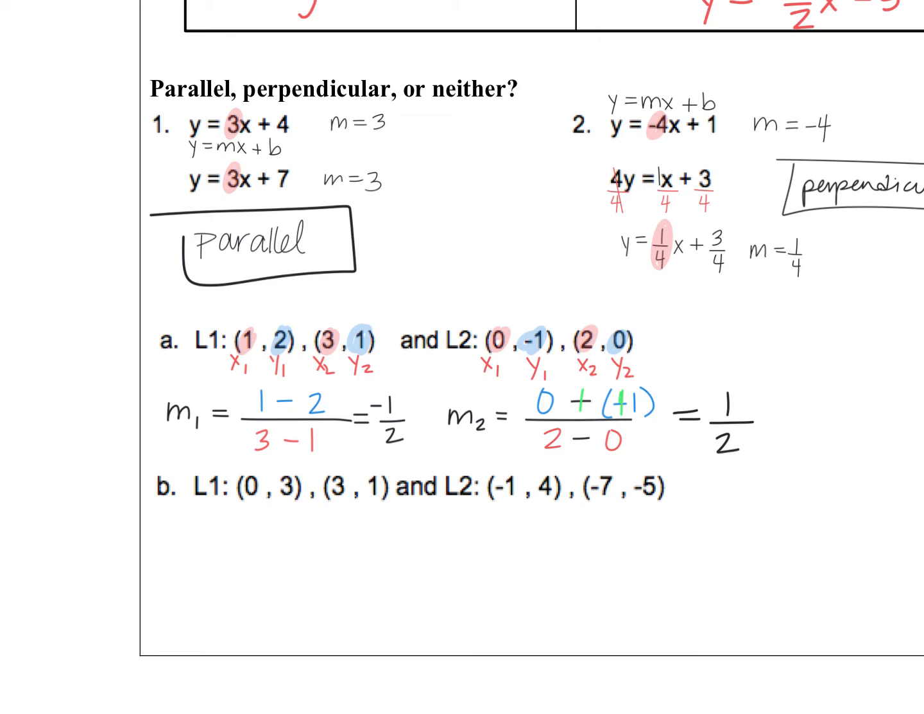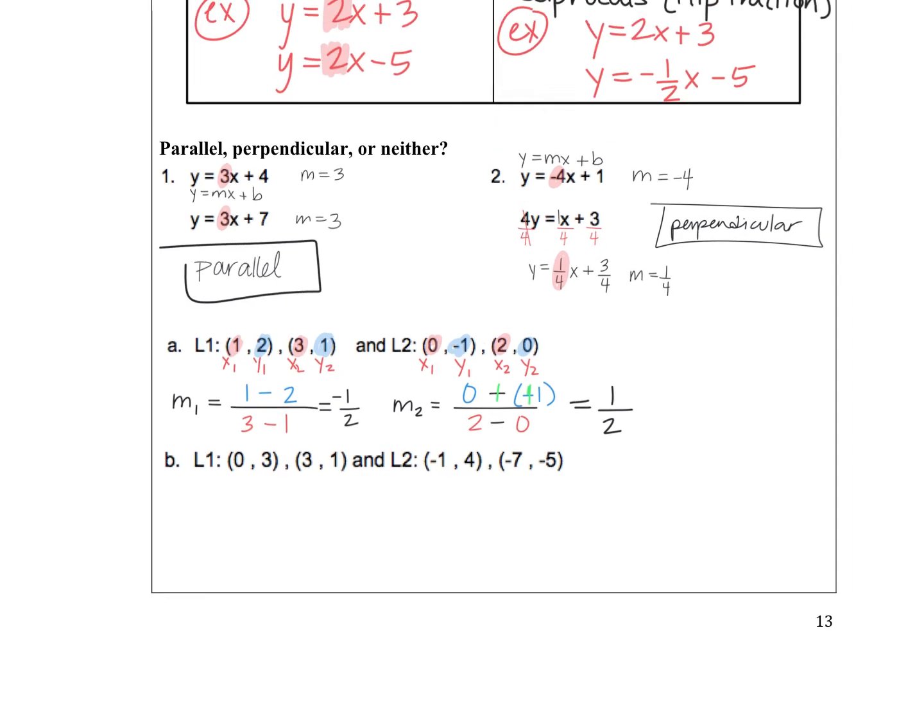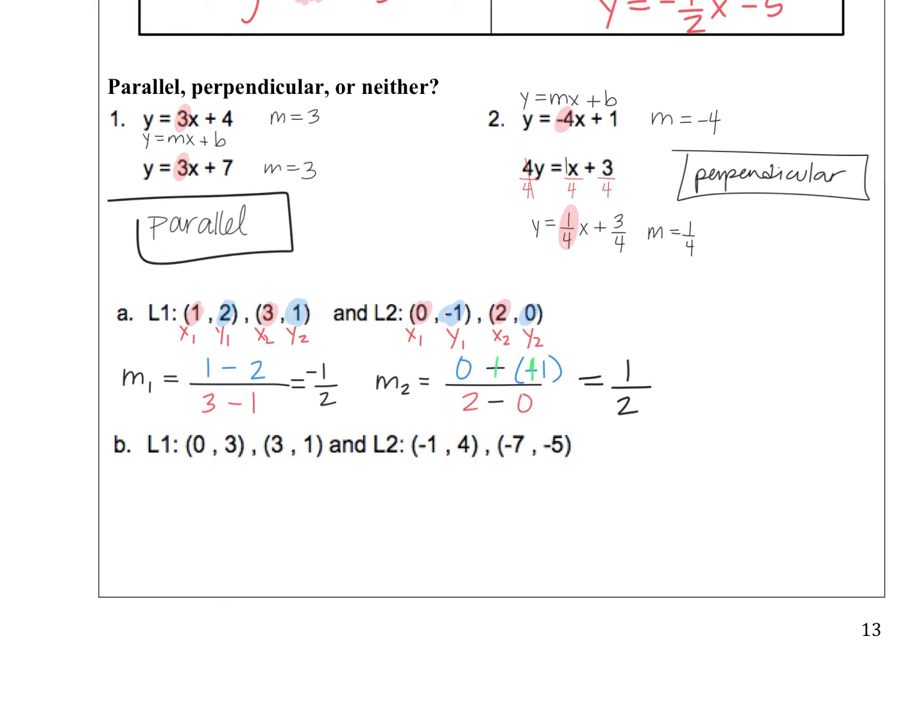They're opposite signs. Have their fractions flipped? No. So they are neither. They are not parallel because one is positive and one is negative. If you graph this, then they would intersect.